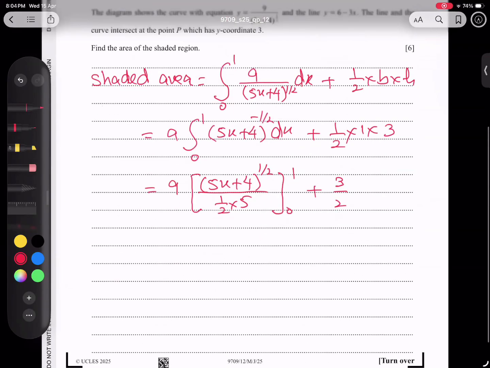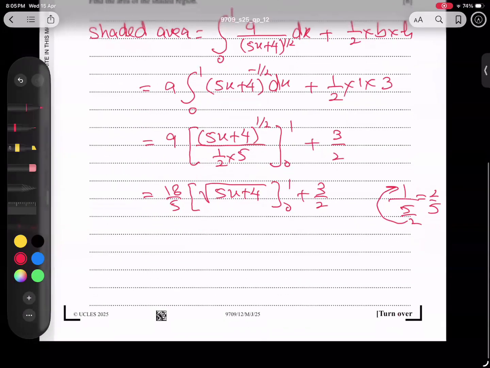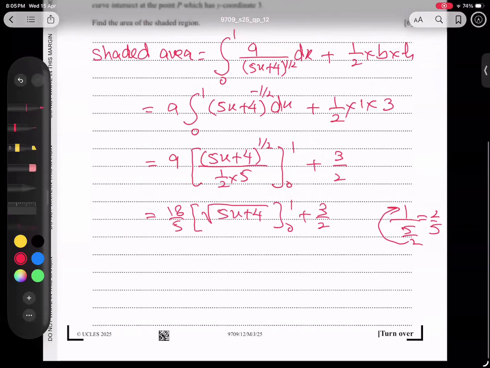Now I'm going to finalize. These are 5 by 2 and 1 over 5 by 2. This 2 will flip up, so it becomes 2 by 5. So 9 times 2 is 18 over 5. And I'm going to plug in the limits now. First I simplify so you people can understand easily. So the power half you can convert into root form, from 0 to 1, plus 3 over 2. As you simplify more, the question becomes easy. So when I plug in 1, 1 times 5 plus 4 is 9, root 9 is 3. When I plug in 0 here, root 4 is 2. So I got this and 3 by 2. And the rest I am just solving.